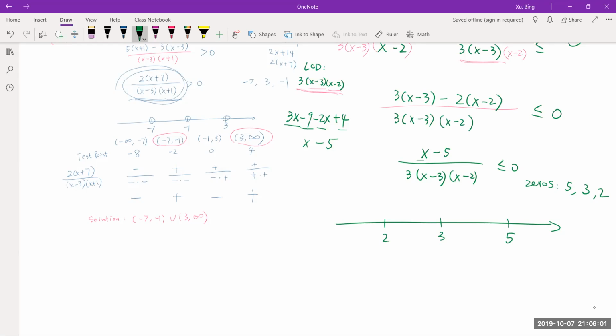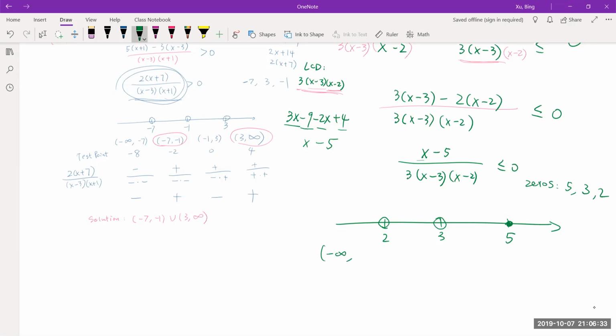Right. So will 2 be part of the solution? No, because 2 will make the denominator equal to 0. Will 3 be part of the solution? No, because 3 will also make the denominator equal to 0. That's not in the domain. How about this 5? Well, 5 will make the whole thing equal to 0. It is part of the solution. Mark these 3 points.